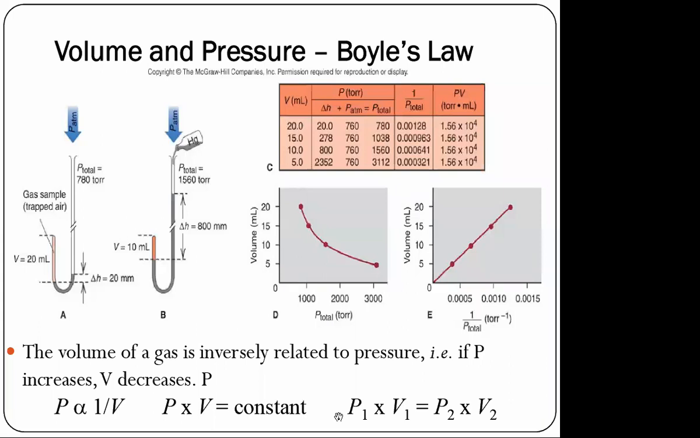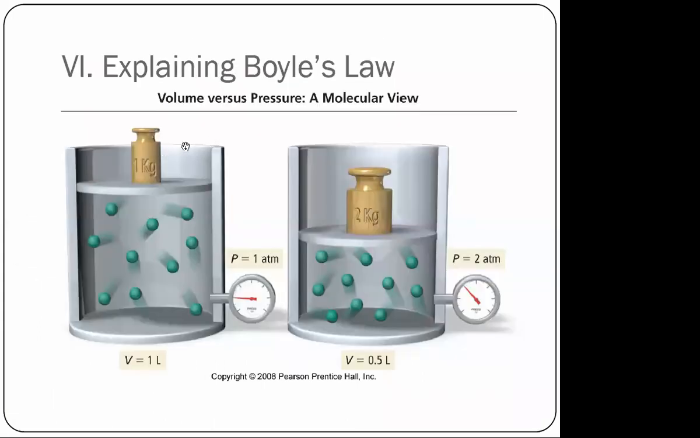So you can then express Boyle's law as P1 V1 is equal to P2 V2 because PV is constant. To be able to illustrate what we are talking about, if you have a container that has gases in it and you are putting a load of 1 kilogram, the pressure that will be exerted is force over area.